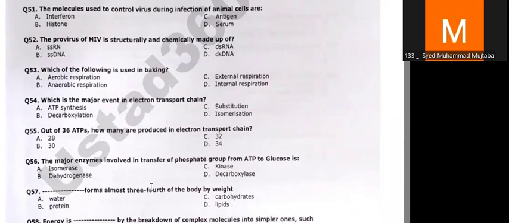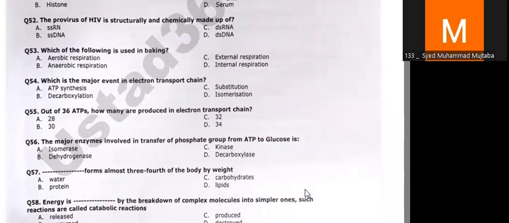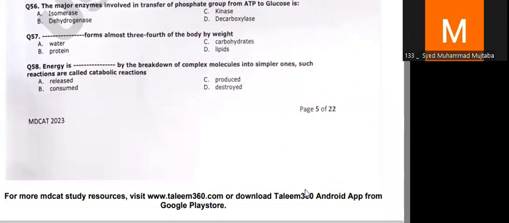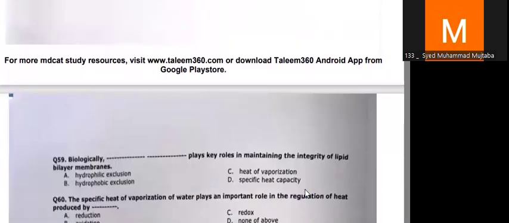Now, in question number 58, they ask what happens to energy by the breakdown of complex molecules into simpler ones. So what type of chemical reaction is it? It's a catabolic reaction. Anabolic means you have to build something, and catabolic means you have to break down something. So in catabolic reactions, energy is being released. It's an exothermic reaction, in other words. And anabolic reactions are endothermic because they need energy.